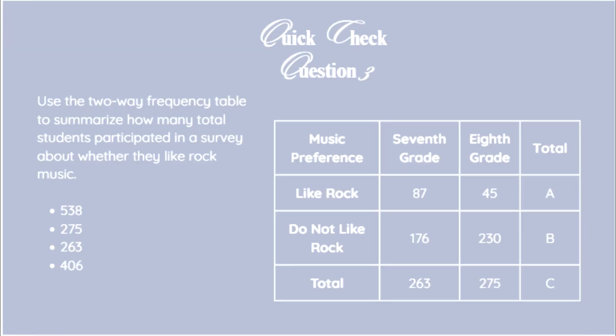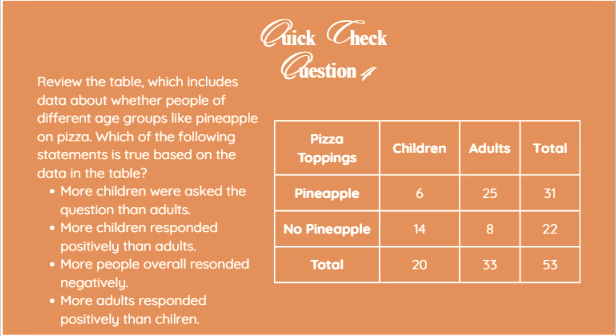Here's quick check question 3. Use the two-way frequency table to summarize how many total students participated in a survey about whether they liked rock music. So you want the total students. You can do this. I believe in you. You need to figure out where it is. So it's 7th and 8th grade, which is going to be this value right here. So you're going to add something together. I believe in you.